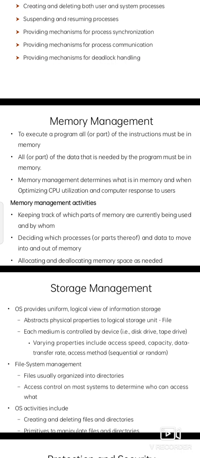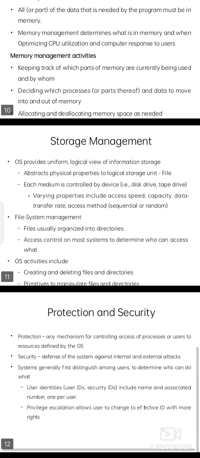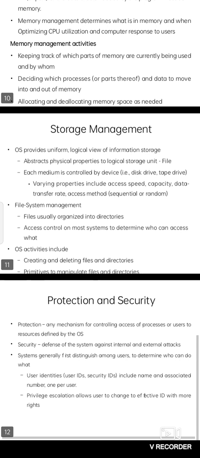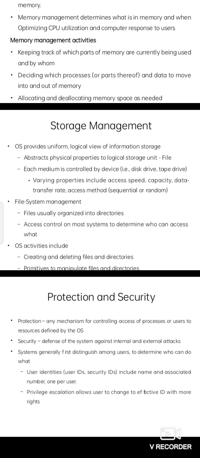Next one is storage management. Already I told you, in order to execute everything, we need storage. The storage can be in a file. So the file system management will be done by the operating system. File accessing, how we are giving the access control mechanism. If you give read-only access, and the user wants to write the data, at that time the OS will deny the access. The access control mechanism, everything will be handled by the OS. So the activities include creating and deleting files and directories, and primitives to maintain the files and directories.